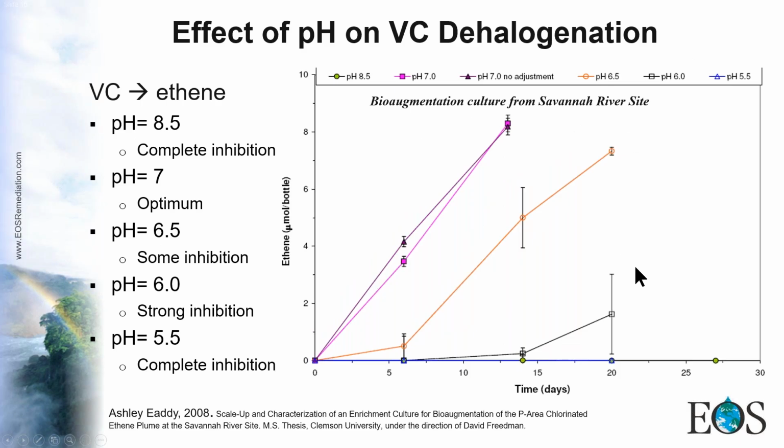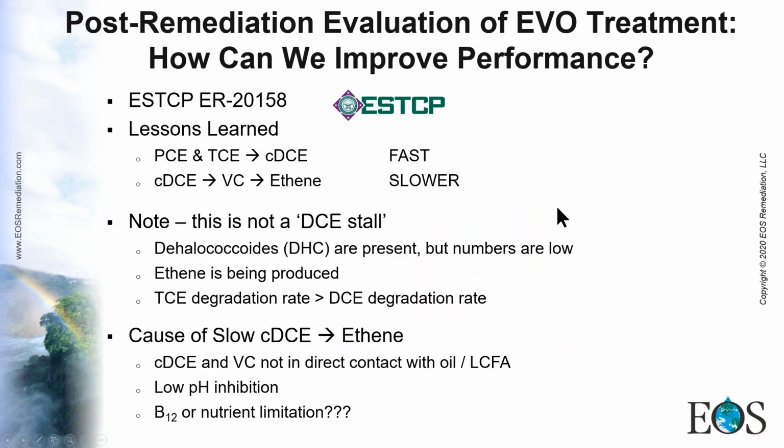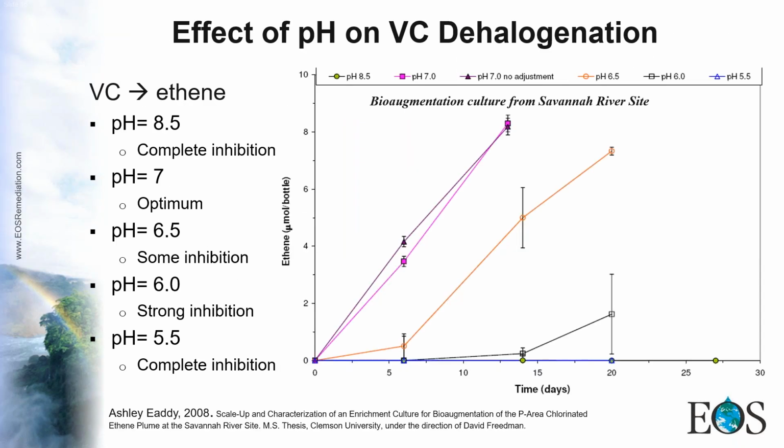You look at vinyl chloride by contrast, good removal at pH 7, 6.5, a little bit of a lag, but still ends up having very good removal. At pH 6, strong inhibition. Yeah, you eventually get some. pH 5.5, zero degradation.